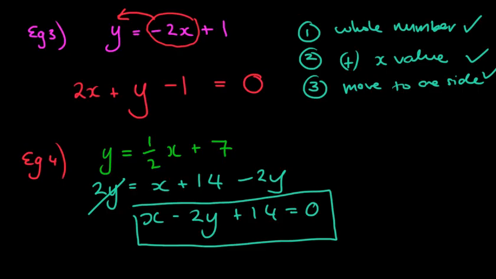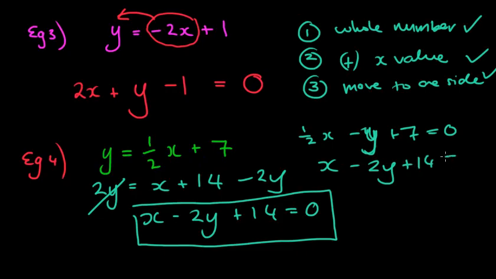Okay, so you can see it's nice and easy. Sometimes people like to do the times by 2 at the end of it, so you may have done a half x minus y, oops, it's not really y there, is it? Minus y plus 7 equals 0, and then you may have doubled everything and said like that, which is pretty cool. Okay, either way will work. So that's basically how you put it from the gradient y-intercept form to the general form.